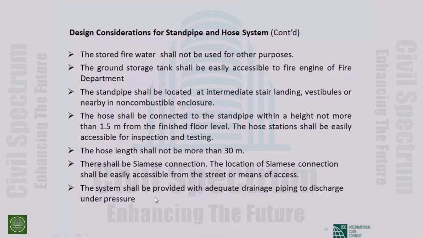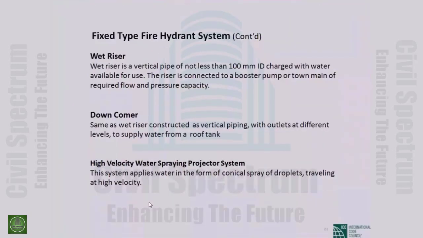There should be a siamese connection in the location from the outside street. I have told this before. The system shall provide adequate drainage piping to discharge under pressure, because sometimes you need to test the system. So always you have to have a drainage system so that if required, you can test the system. So you need some drainage system in addition to all these things.